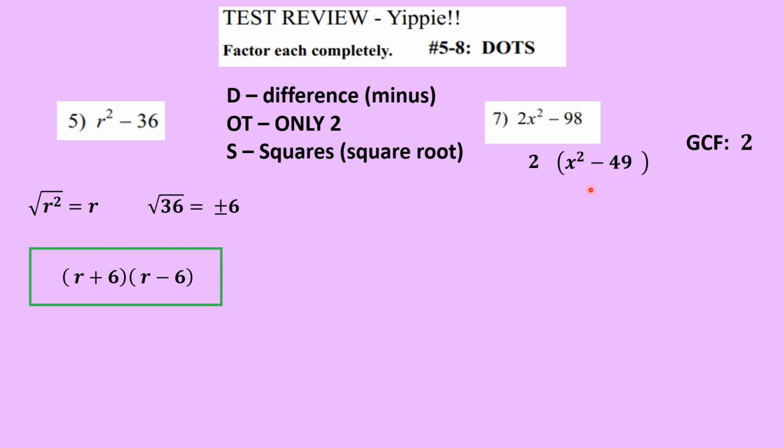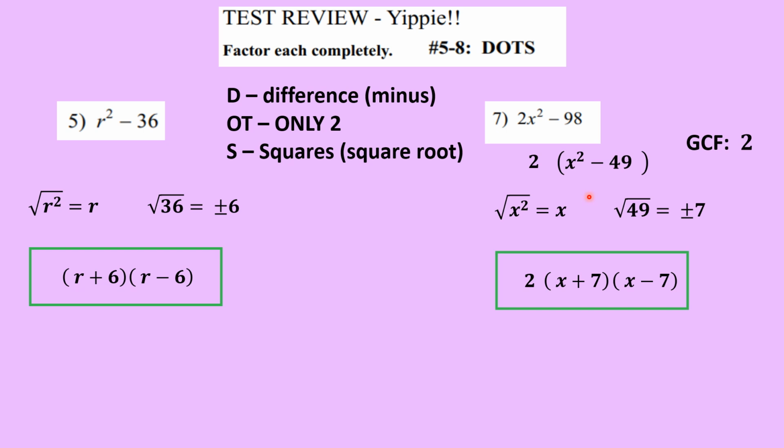Now our x squared minus 49 is a difference of two squares, and we can follow that same pattern by taking the square root of x squared to give us x, the square root of 49 to give us both positive and negative 7. The kicker with this one is you have to remember to keep your GCF. So the factors are 2, x plus 7, and x minus 7. Don't drop off that GCF. All right, we are rocking and rolling.